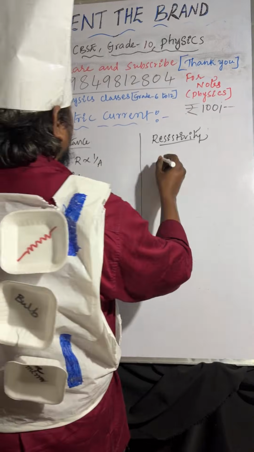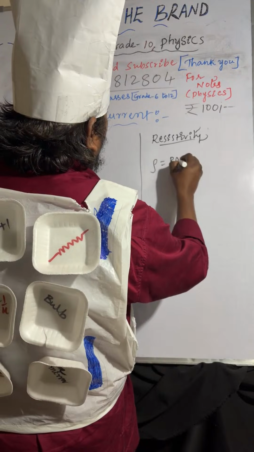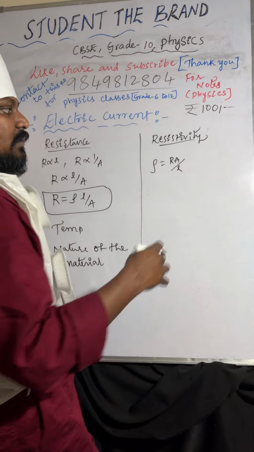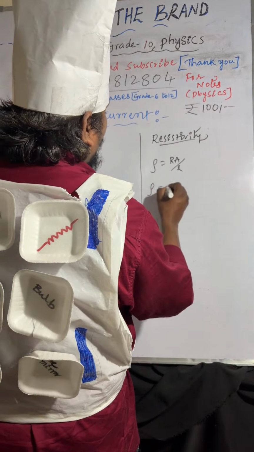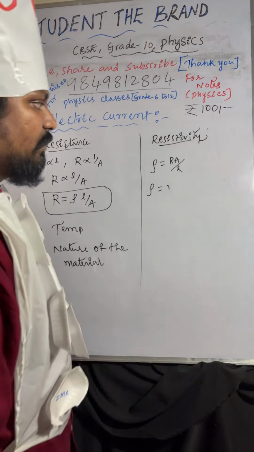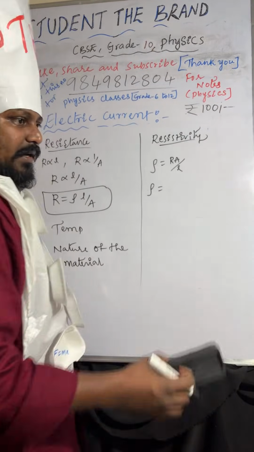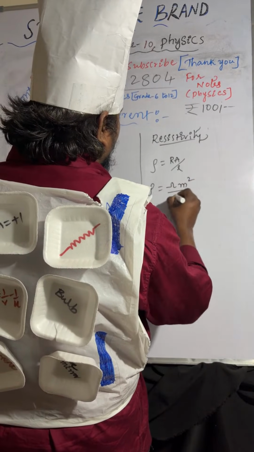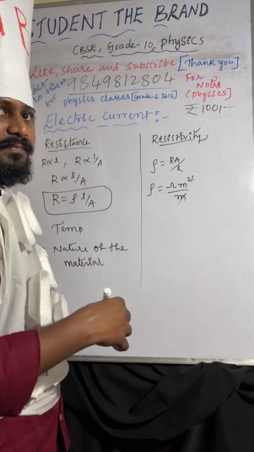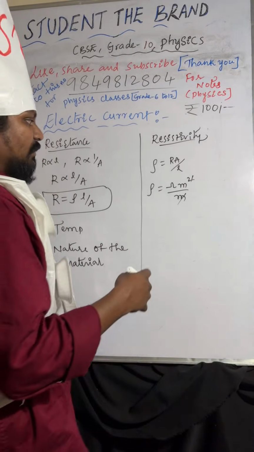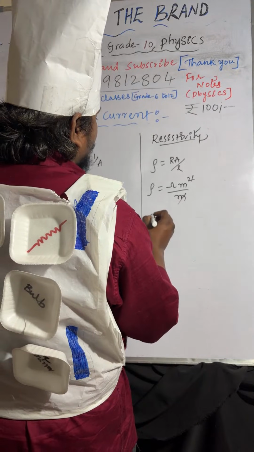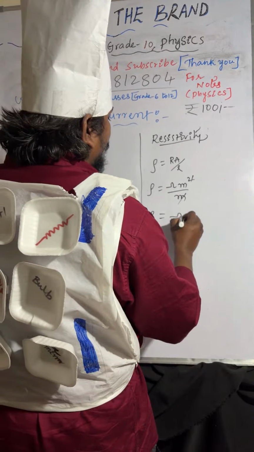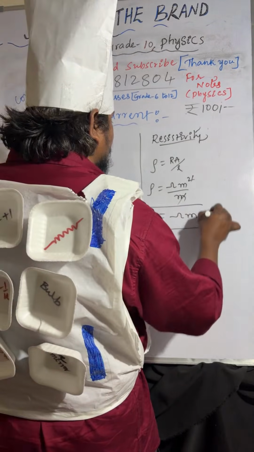Coming to resistivity, rho equal to RA by L. Now the SI unit: rho equal to ohm meter square by meter. The meter gets cancelled, and the remaining value is rho equal to ohm meter. So this is the SI unit of resistivity.